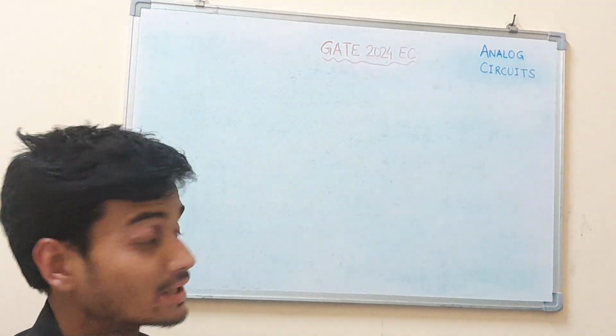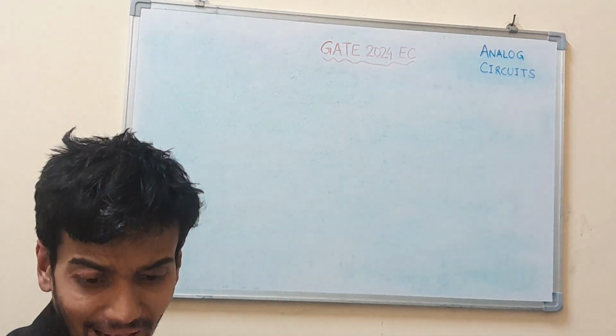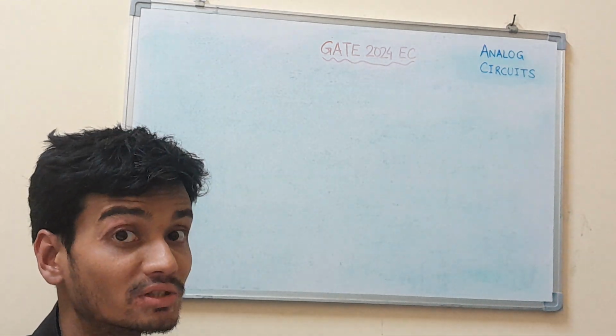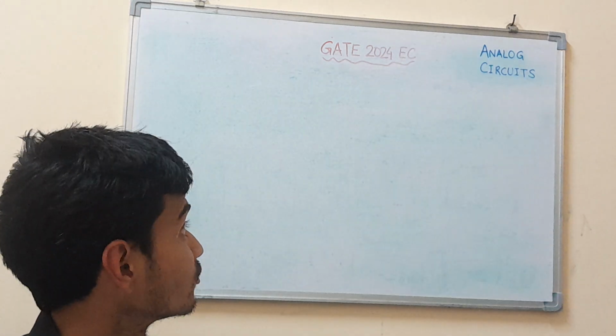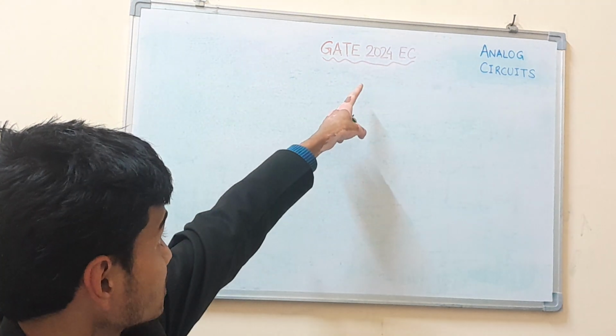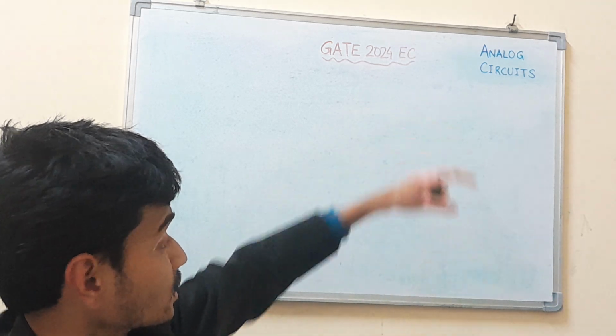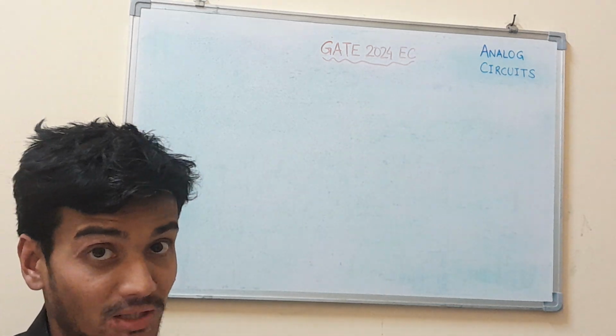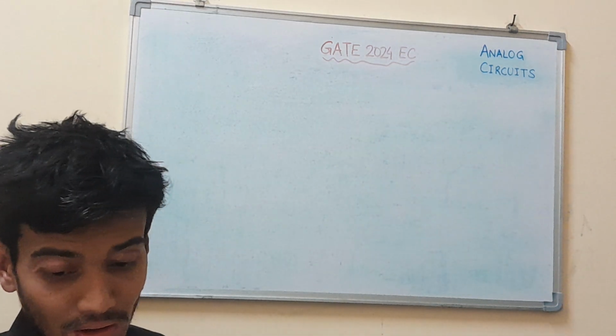This time from the subject analog circuits. Basically 9 questions came from analog circuits in GATE 2022 EC with a good weightage: 4 one-mark and 5 two-mark questions. Let's start with the very first question in this series of GATE 2024 EC from the subject analog electronics. Question number 17 in the official master question paper of GATE 2024 EC.